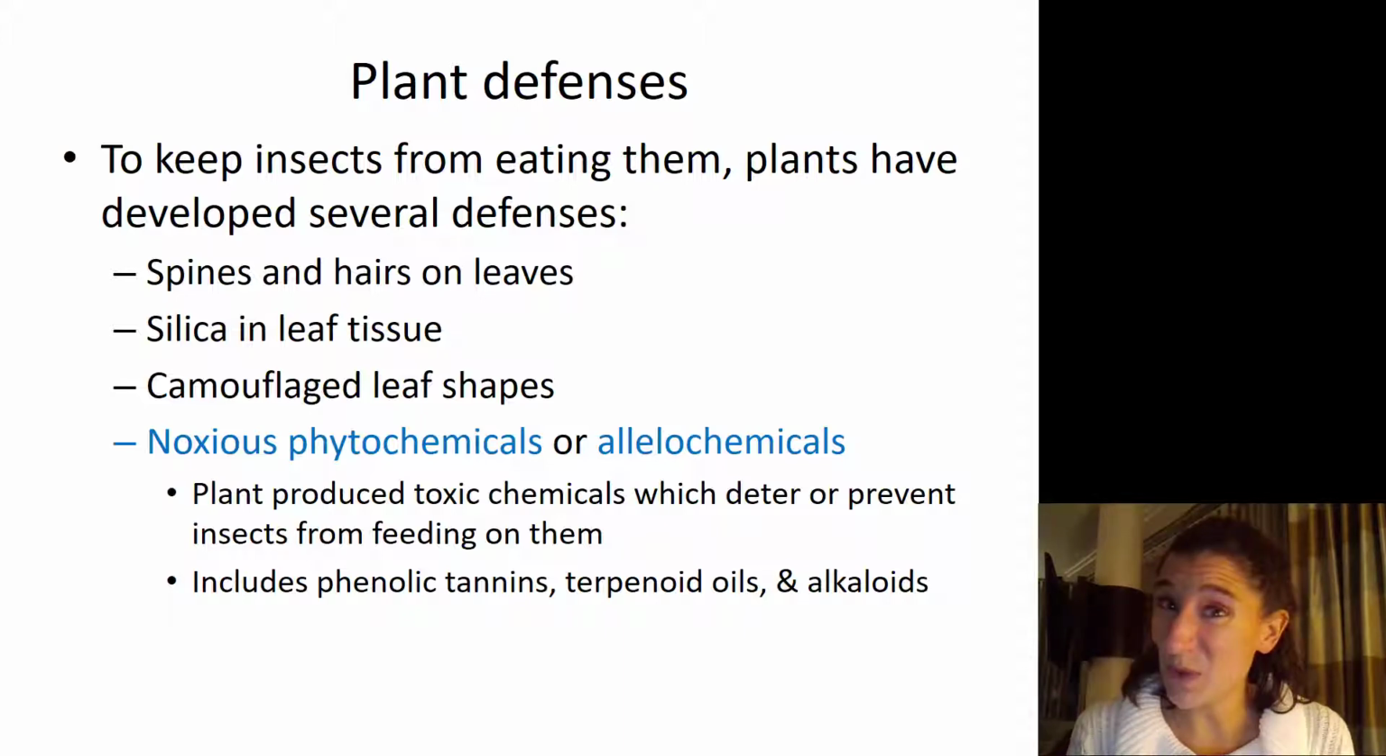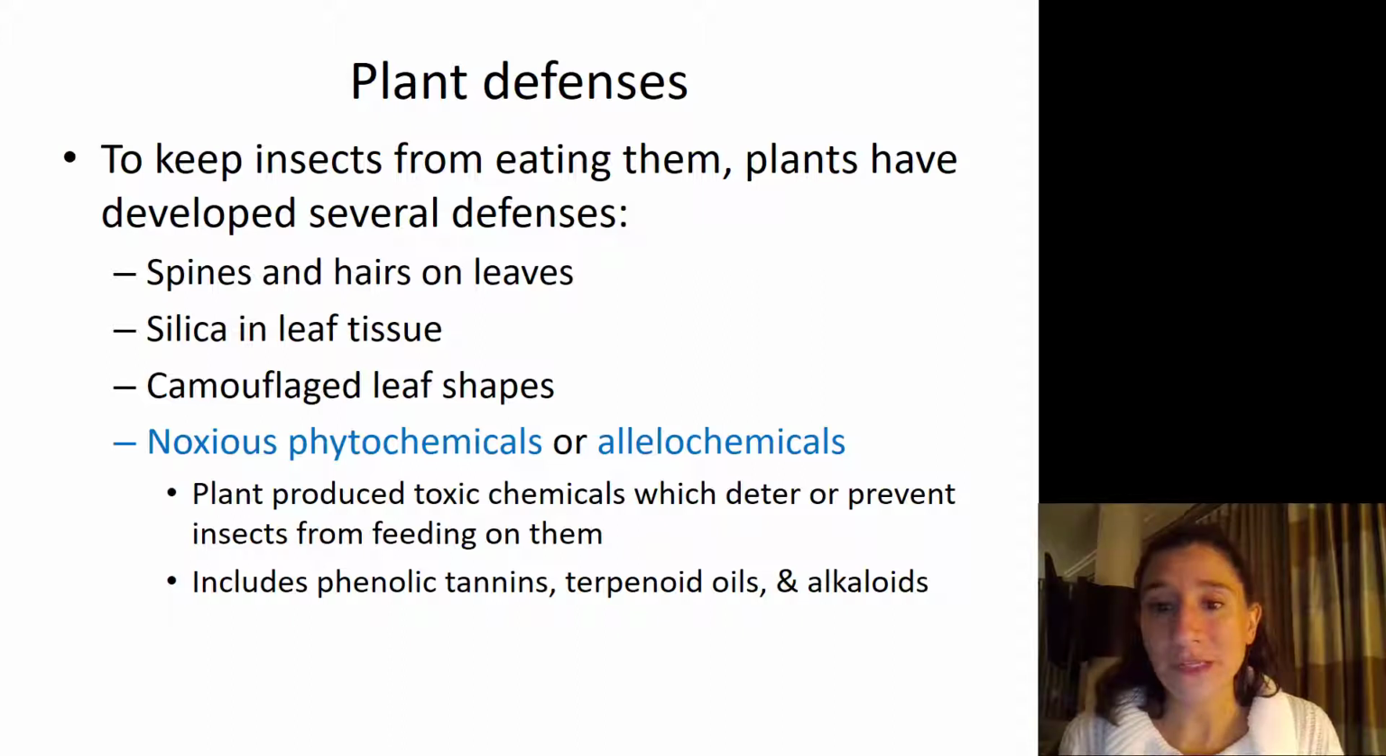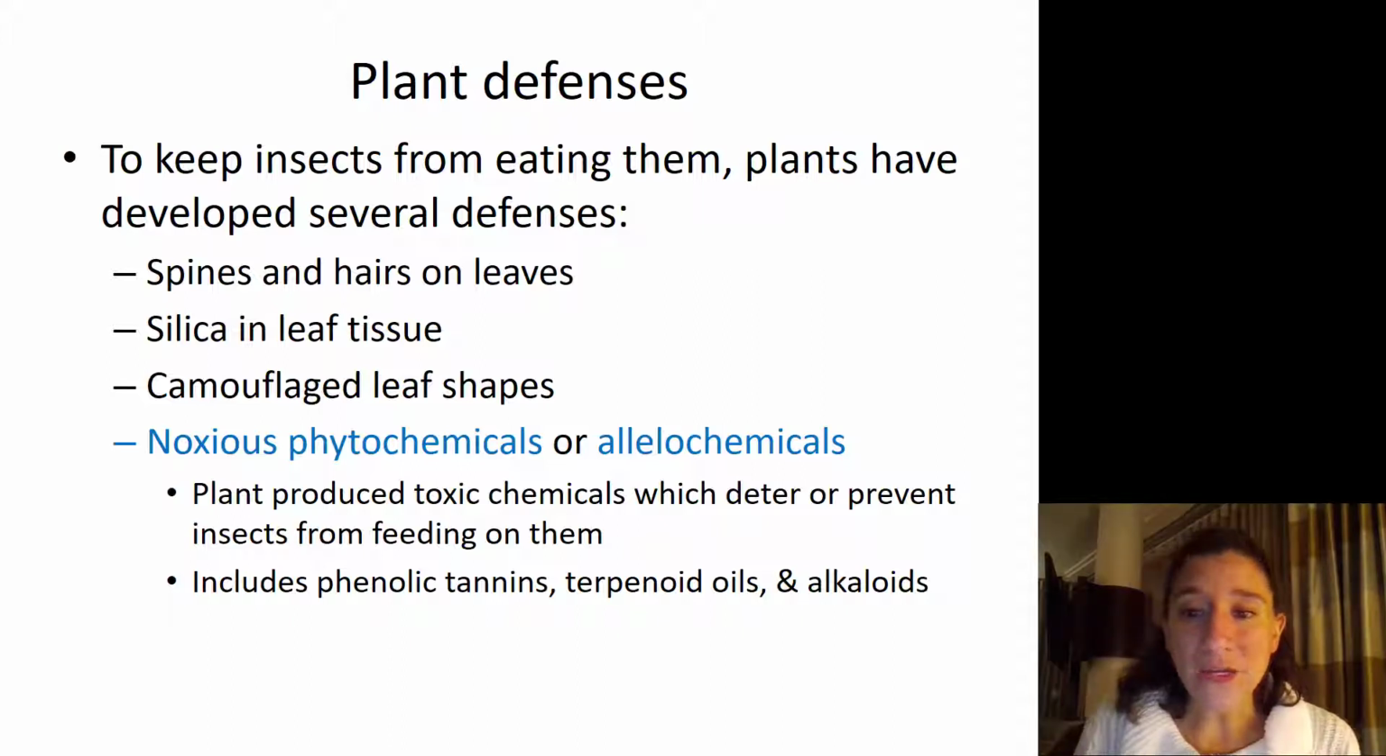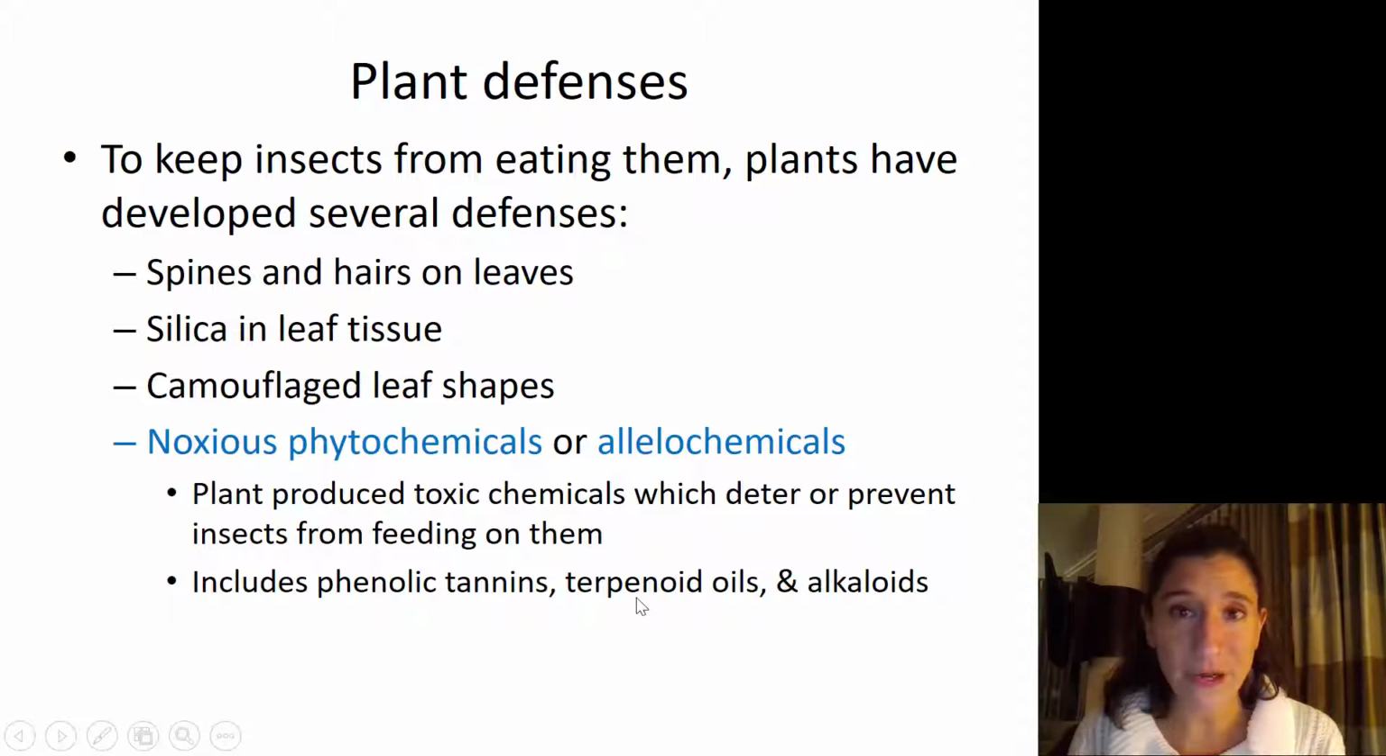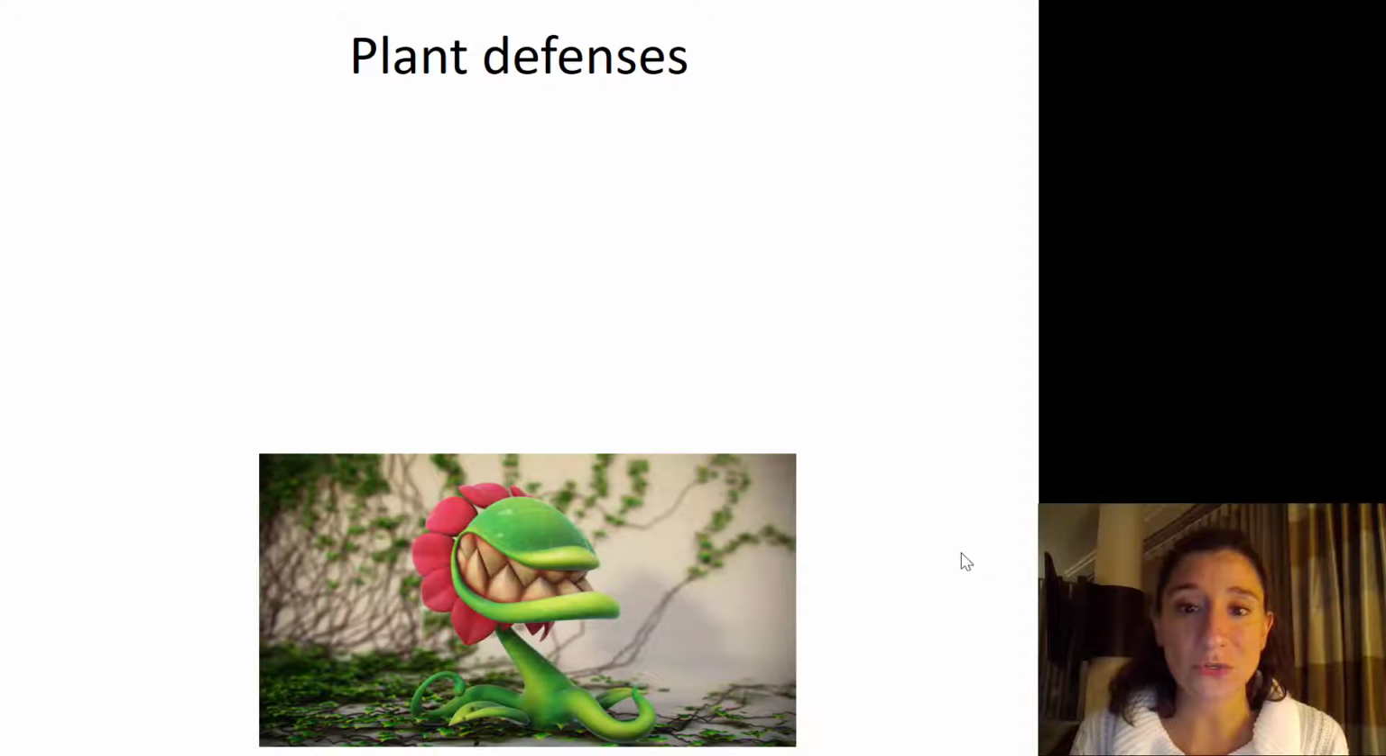So phenol, as you might remember from organic chemistry, not so good, right? It's like a benzene ring with a hydroxyl group on it. Really nasty and damaging. It can also include terpenoid oils, which smell nice, but again, not so good in your digestive system, or alkaloids, so alkaline toxins that are, again, very highly damaging to digestive tissues.